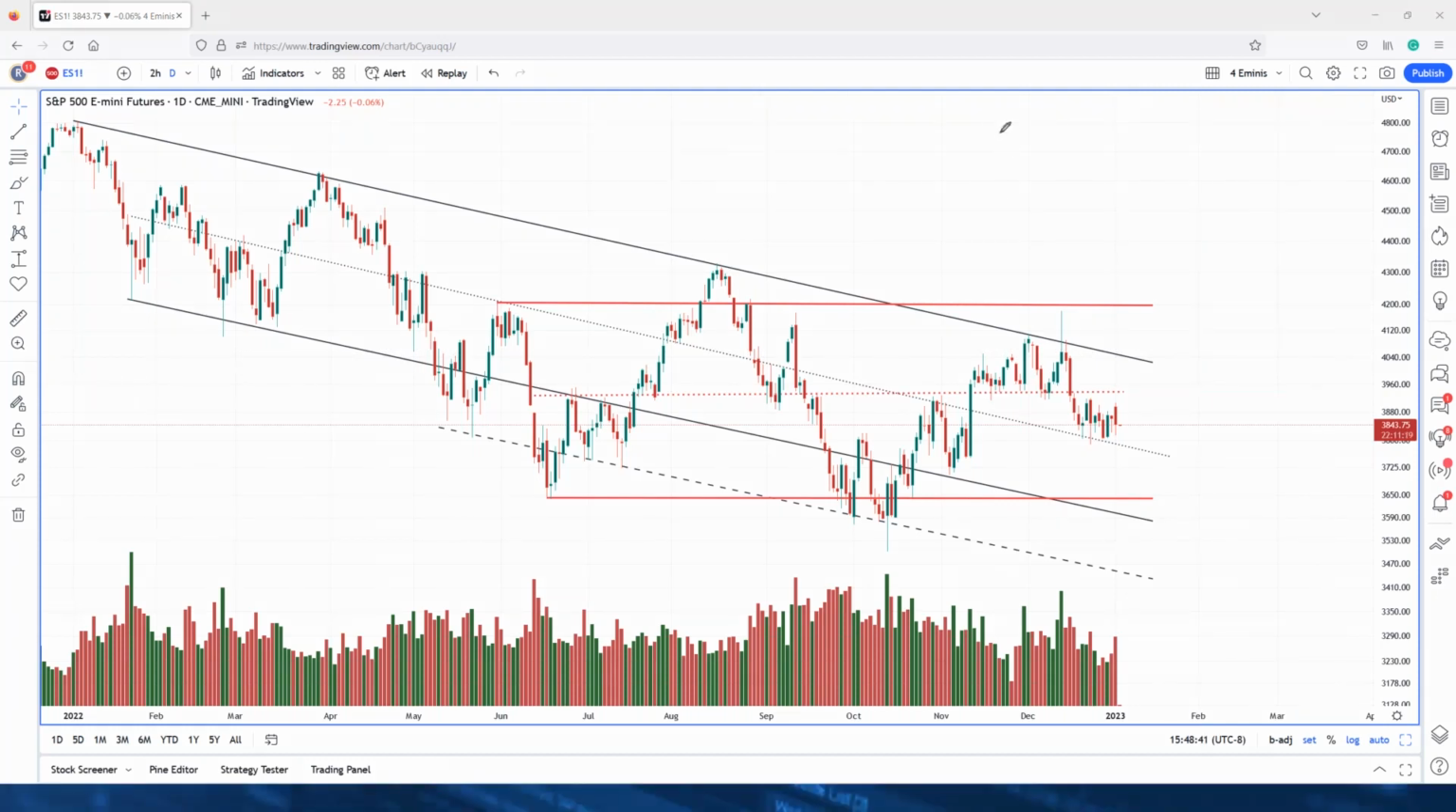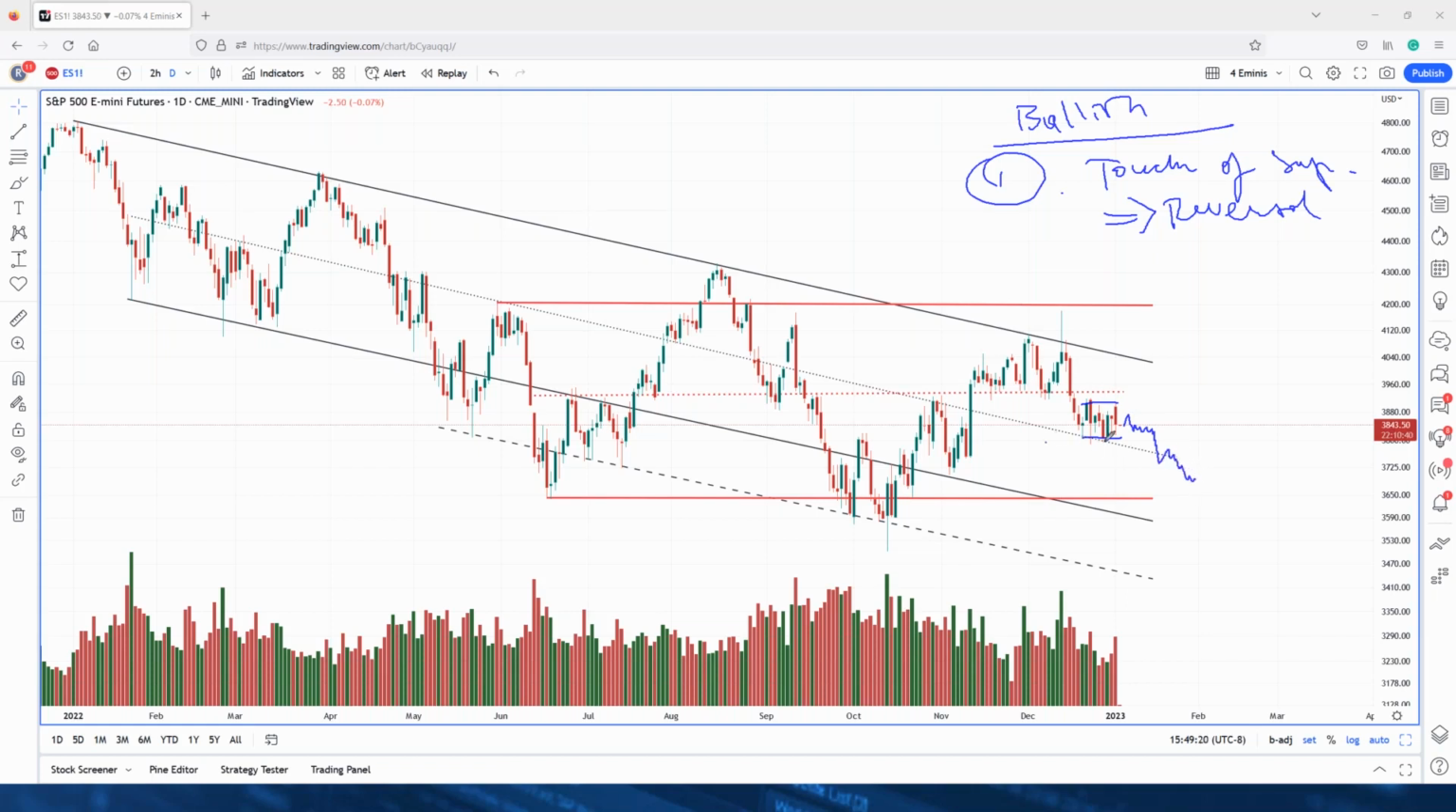Now, let's look into bullish scenarios. So we've discussed bearish scenarios, now bullish scenarios. With the bullish scenario, there are only two scenarios that I see here. The first, which is probably more probable, is a touch of support and then reversal. So how would that look? We're still falling here, but as we go down, we go in with some shortening of the thrust.